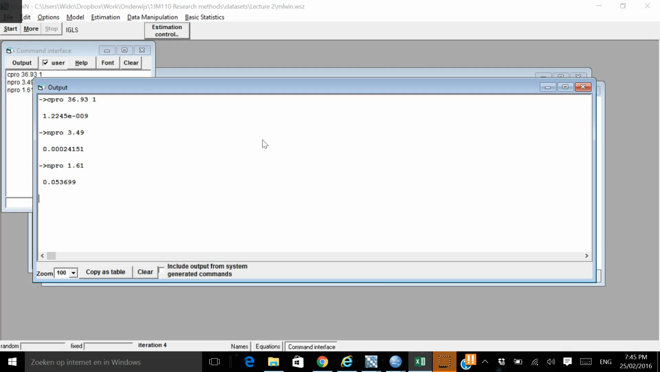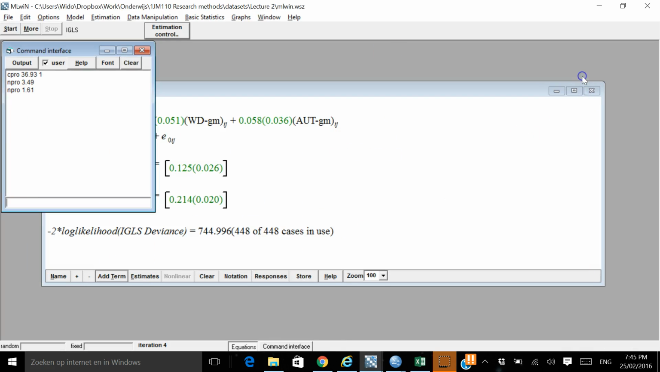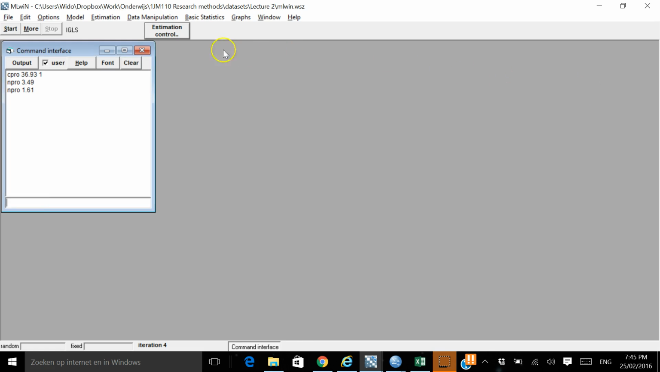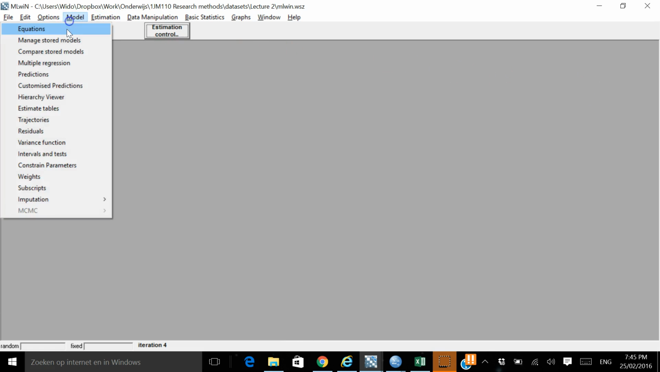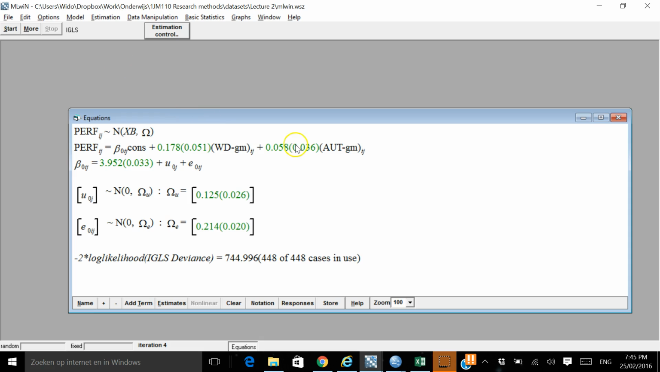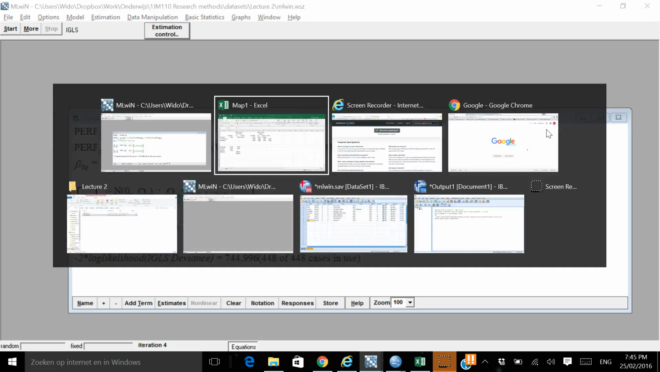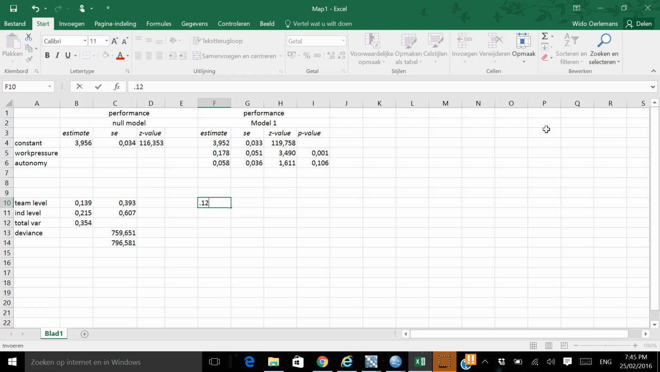Okay, going to the variance of this model. Model equations. Here it is again. So now we can look at the variance that is unexplained after adding these variables. So 0.125, and 0.214.